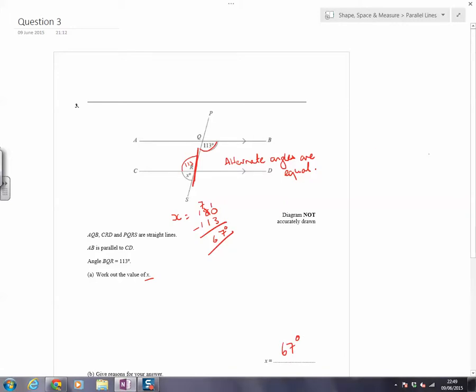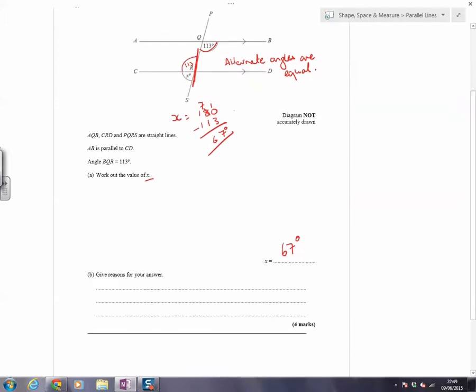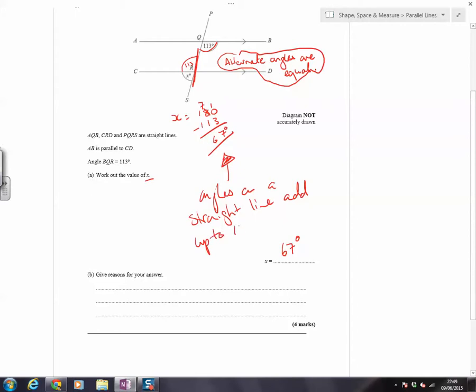Now, you should be able to see down here it says give reasons for your answer. Well, my reasons here are alternate angles are equal, and for this bit here, what did I say? Angles on a straight line add up to 180 degrees. So there are my two reasons.